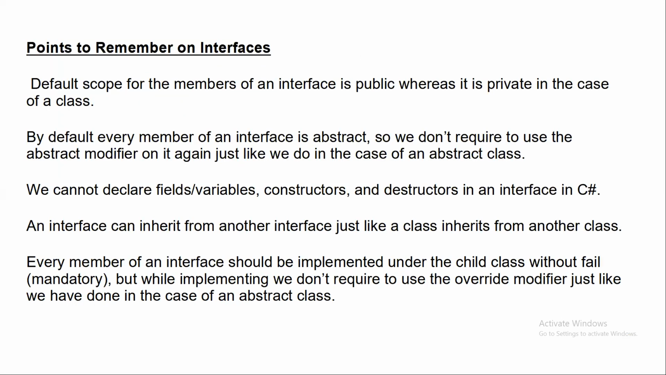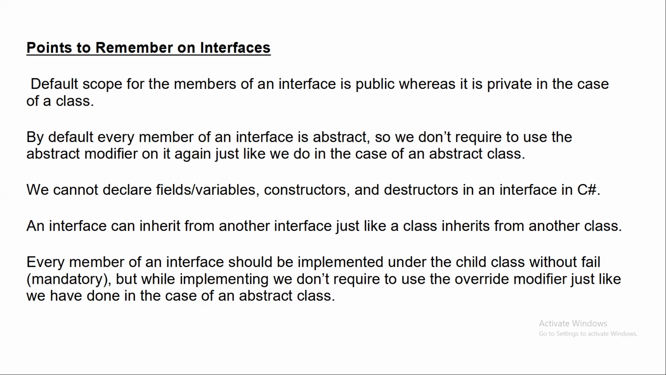Now let's see a few things. The default scope for the members of an interface is public. If you declare a class, the default scope for its members is private. But for an interface it is public. The reason is that an interface contains only the declarations, and since you want to use it, you have to inherit it in the derived class. If you want to use it in the derived class, it has to be public. So by default it is public.